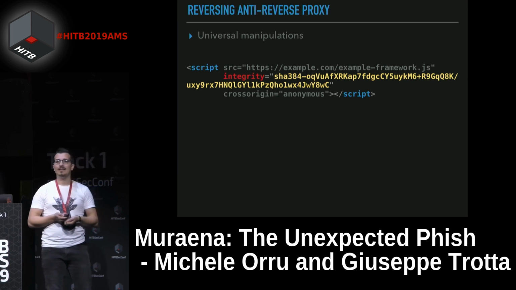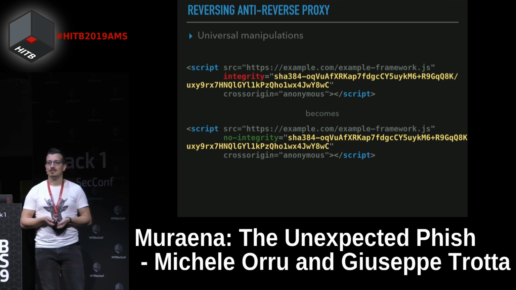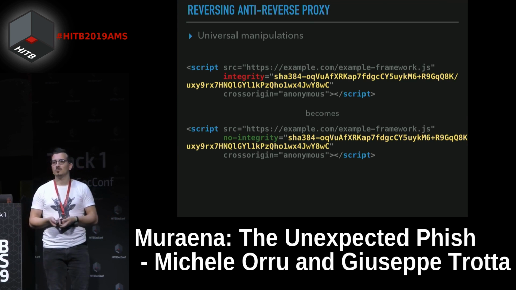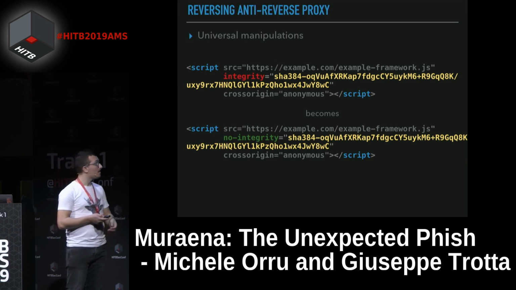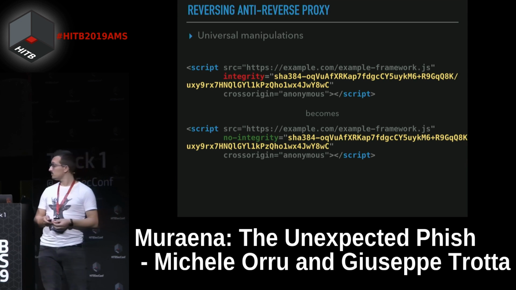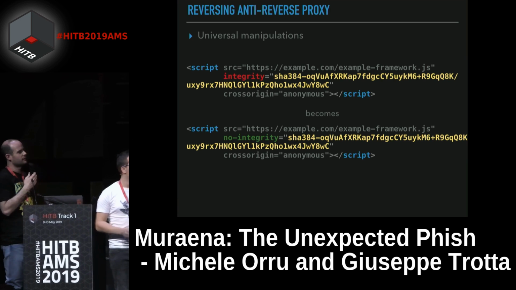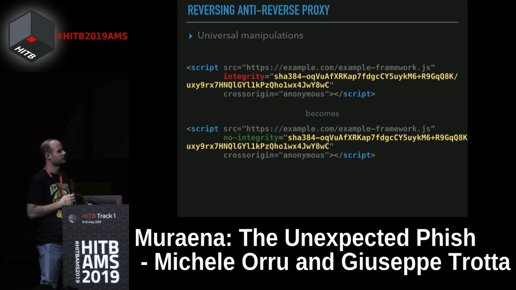But again, we are in the middle, so we can simply delete the attribute, and the browser won't compute any kind of check. So this bypasses the security measure by simply deleting the attribute. This is the basic grab and replace idea behind most of the stuff that we do, grab and replace for headers, or, as Giuseppe is showing, attributes of other security features.